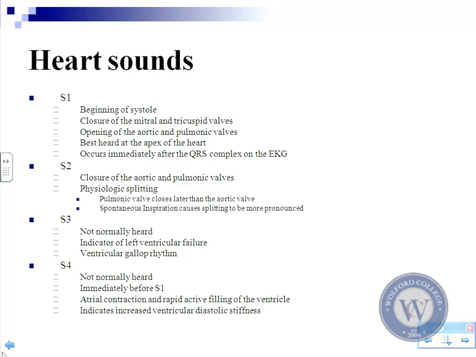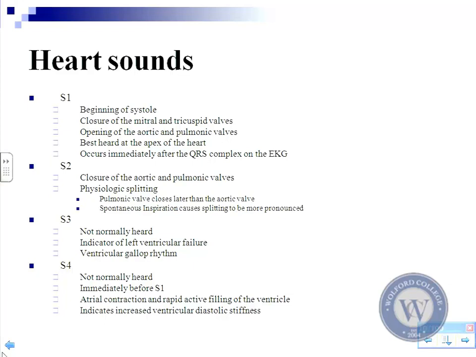This is followed by S2, which is the aortic valve closure, and you can get what's called the physiologic splitting, which is due to the pulmonic valve closing at a slightly later time than the aortic valve due to the differences in pressures and resistances. Spontaneous inspiration can cause splitting to be more pronounced. In other words, the bigger, deeper the breath, the less vascular resistance you have, so the better that individual, unless you do a Valsalva, which then can reverse that splitting of S2.